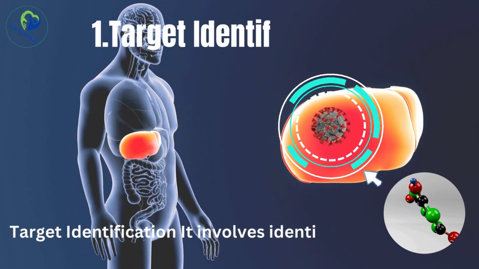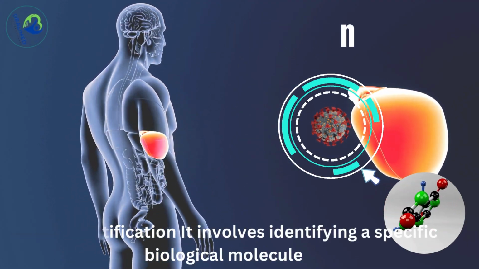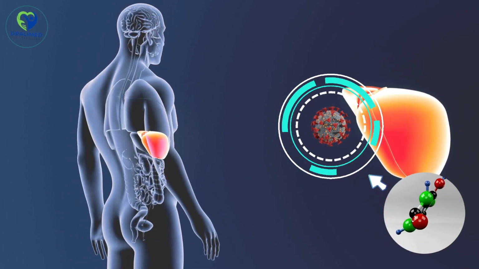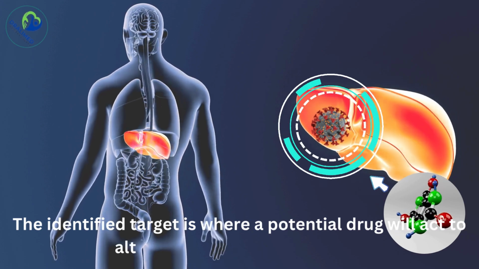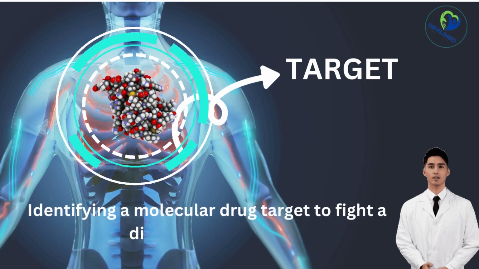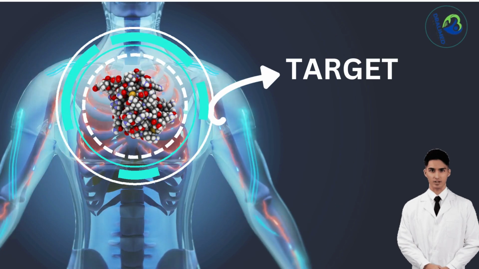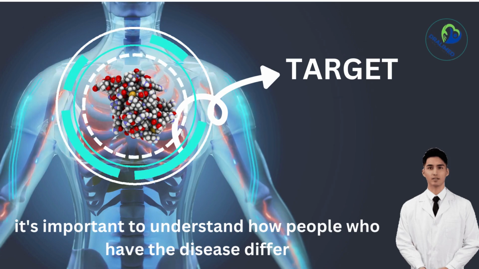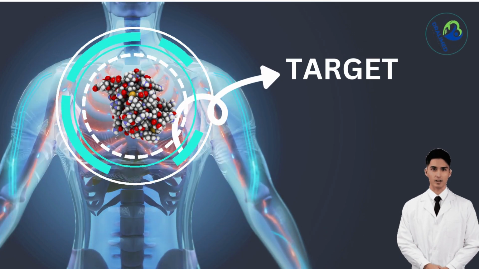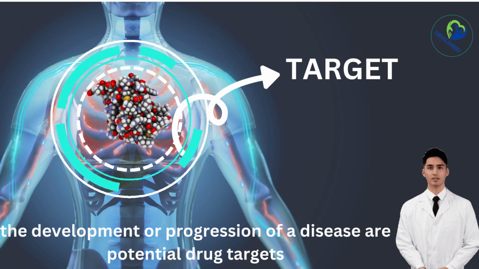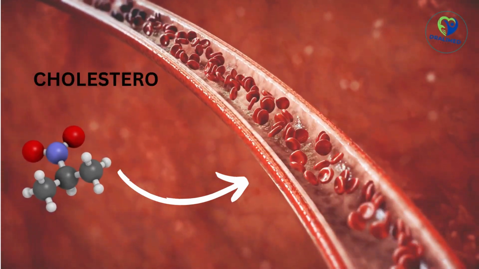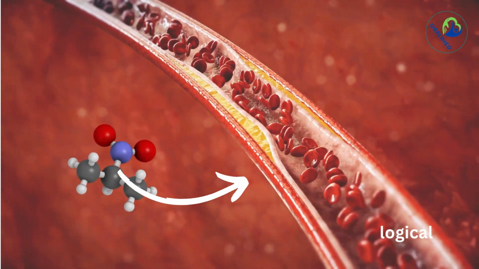Target identification. It involves identifying a specific biological molecule, often a protein that plays a key role in a disease or pathological condition. The identified target is where a potential drug will act to alter the course of the disease. Identifying a molecular drug target. To fight a disease effectively, it's important to understand how people who have the disease differ from those who don't. Molecules in the pathways that influence the development or progression of a disease are potential drug targets. Target selection is the decision to focus on finding an agent with a particular biological action and have therapeutic utility.